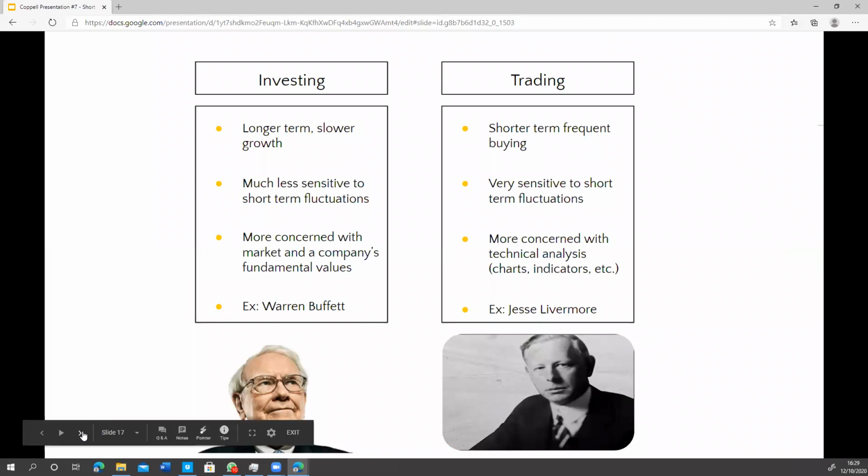And here, we just have a table of the differences between investing and trading. And basically, this slide sums it all up. So investing is longer term and slower growth. It's much less sensitive to short-term fluctuations, and it's more concerned with market and a company's fundamental values. And a great example is Warren Buffett. And trading, it's shorter term and frequent buying, and it's very sensitive to short-term fluctuations. It's more concerned with technical analysis. And an example is Jesse Livermore.